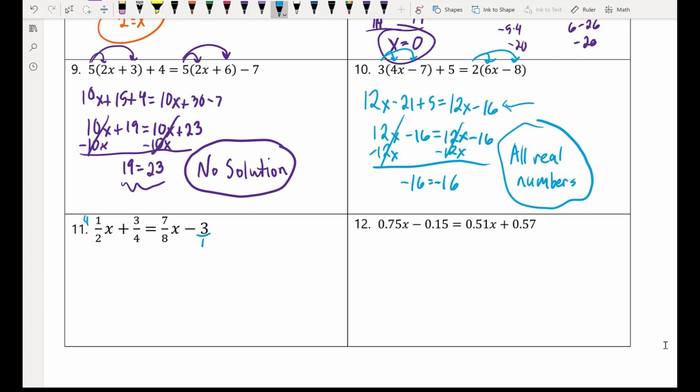So this first fraction, you need to multiply by 4. The second one, we need to multiply by 2 over 2. This one already has 8 on bottom. And then this last one needs 8 on bottom, so we times by 8. So that's going to give us 4 over 8x, and then 6 over 8, and then 7 over 8, and then 24 over 8, minus 24 over 8.